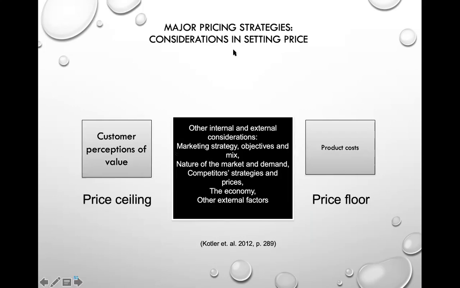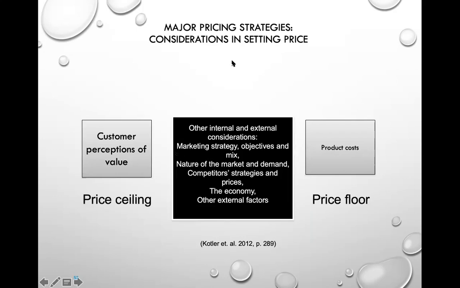Now, in between those two, we have some other considerations, such as the internal and external considerations, the marketing strategies, right? The strategic direction: in your objectives, whether you want to prioritize making profit, or whether you want to prioritize having mass volume, high market share, and so on and so forth. That will determine what pricing strategy you will adopt. And of course, the nature of the market and demand will also determine the price, whether your product faces elastic competition, whether your price is elastic or not. That will determine whether you charge a certain amount of price or not. The competitor strategies and prices.